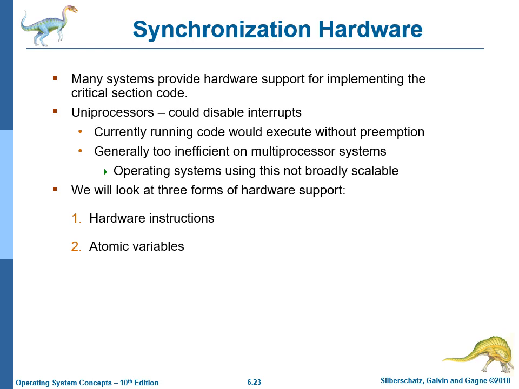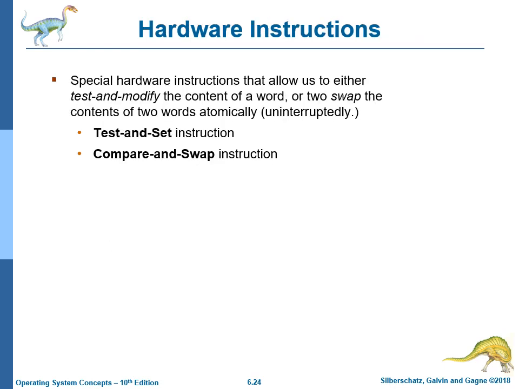In synchronization hardware, it introduces two things. One is hardware instructions, support with hardware instructions. Then it has two functions, executed atomically, which are test and set and compare and swap instructions. So in hardware instructions, they use a special hardware instruction that I mentioned earlier, either to test and modify the content of a word or to swap the contents of two words atomically, or uninterrupted. So there are two instructions: the test and set instruction, and the compare and swap instruction.